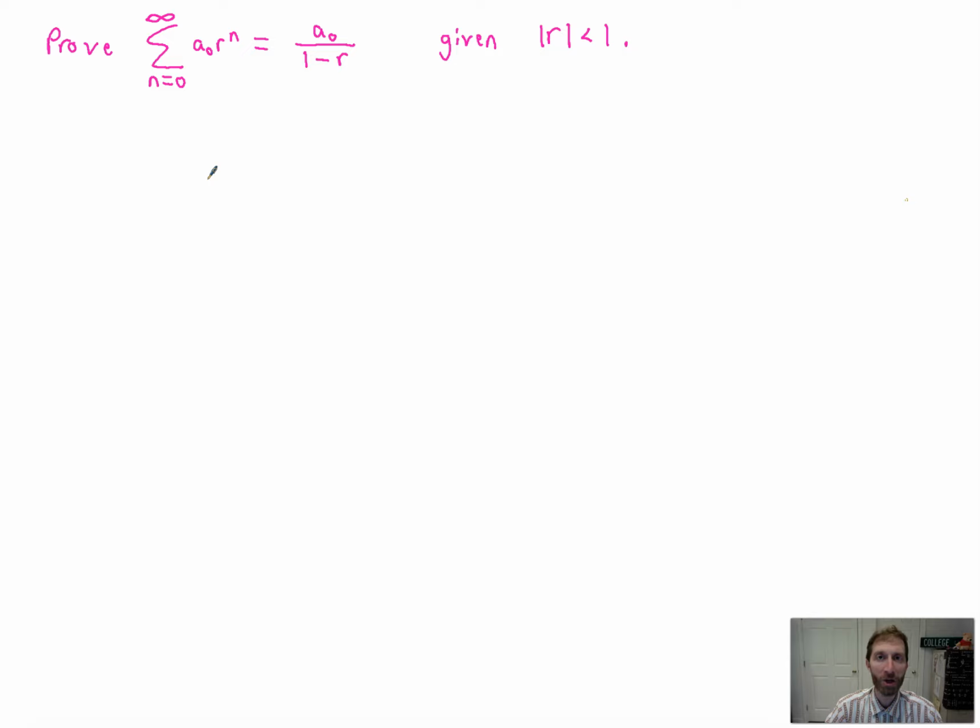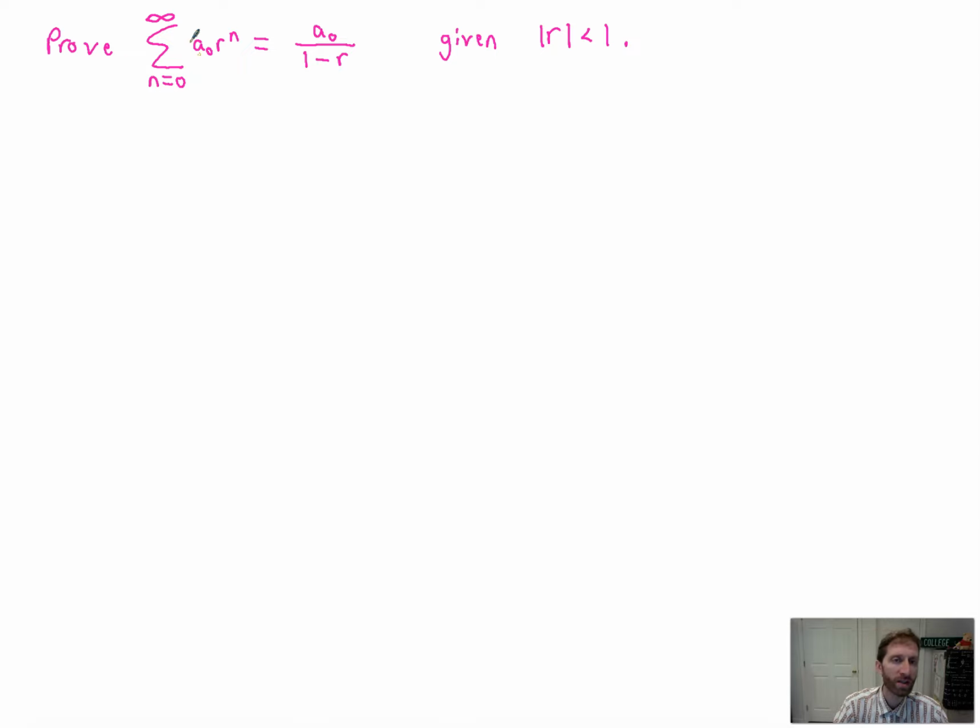Oh my goodness. What we're about to do in this video is going to blow minds. We're going to prove that the sum of a converging geometric series does indeed converge to the first term over 1 minus r, given, again, that the absolute value of r, our common ratio, is less than 1. Let's see why and how this works.